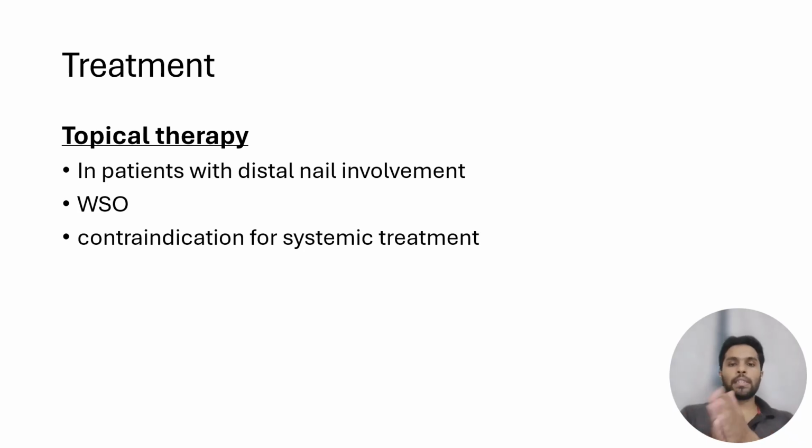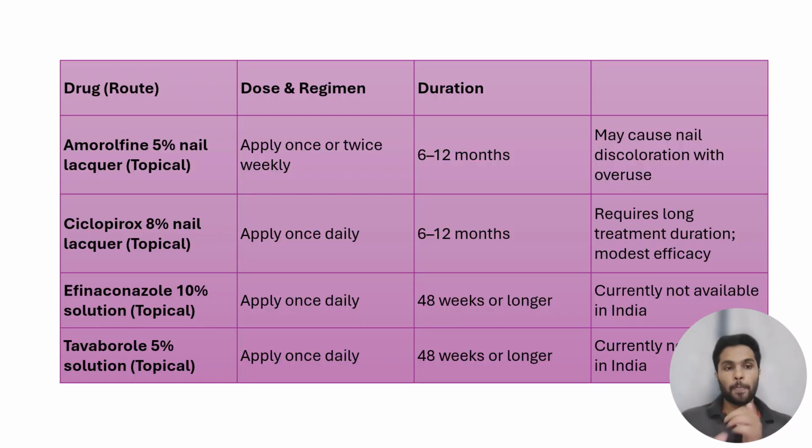Now we go on to the treatment. In the treatment part, there is topical as well as systemic therapy. Topical therapy is indicated when there is distal nail involvement and in white superficial onychomycosis. Also, when there is a contraindication for systemic treatment, that we'll see further.